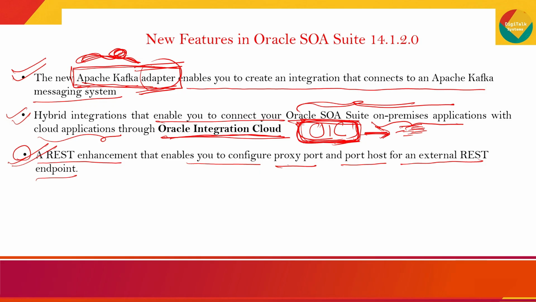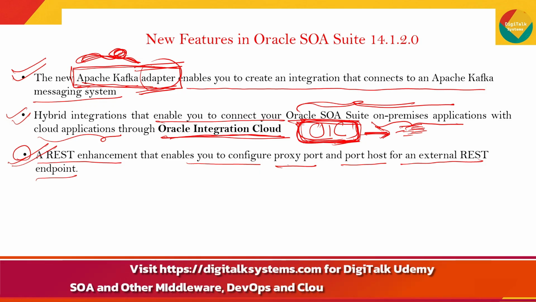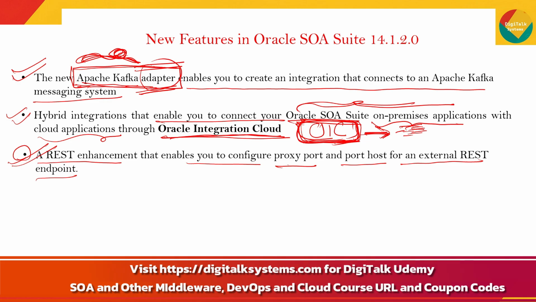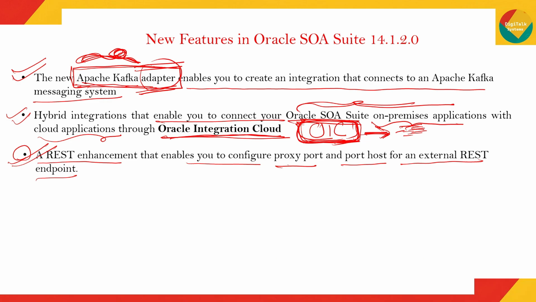Now, the third is the REST enhancement, which enables you to configure a proxy port and proxy host for external REST endpoints. We know that SOA Suite is an integration tool, and apart from integration it has multiple other features, like transformation. But specifically, when we talk about integration with third-party services or multiple APIs, where you are getting data in and out of SOA Suite, we now have the option to configure the proxy port or proxy host. Many times in an organization, specifically in the cloud, to access or connect with external applications we need the proxy server and proxy port to allow the connections.